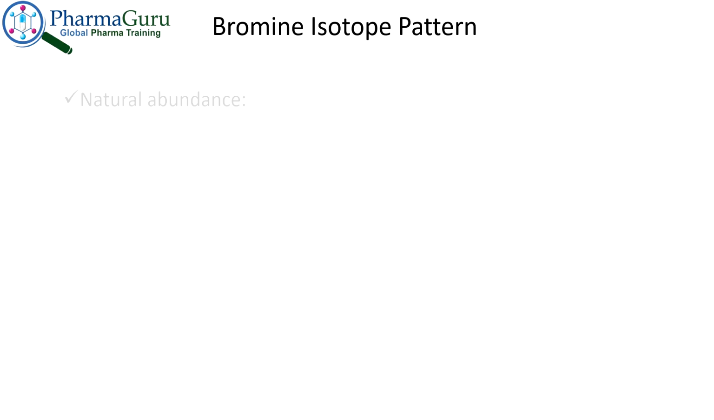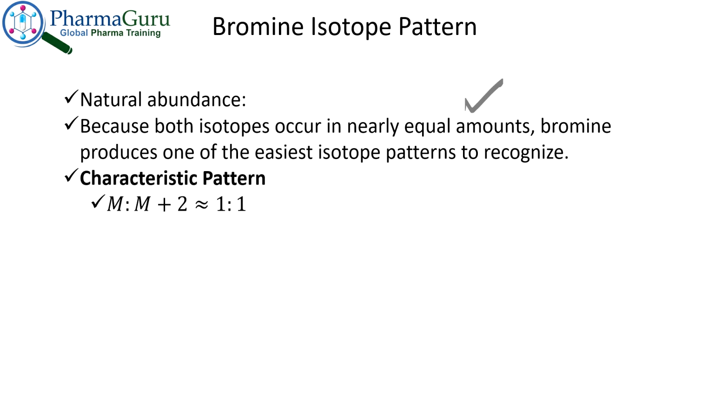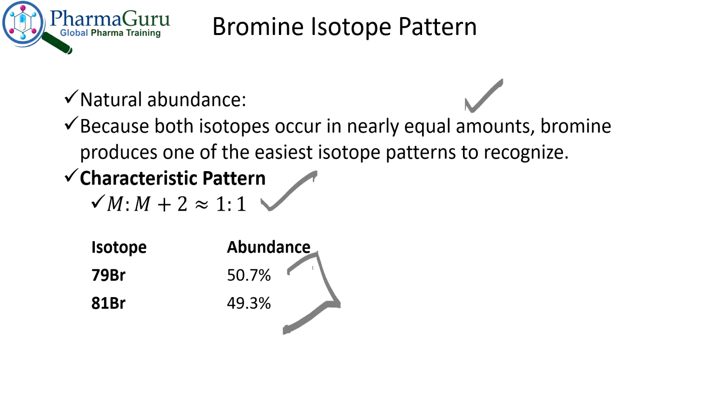Bromine isotope pattern, natural abundance. Because both isotopes occur in nearly equal amounts, bromine produces one of the easiest isotope patterns to recognize. Characteristic pattern: M to M plus 2, approximately 1:1, and this is the actual ratio.